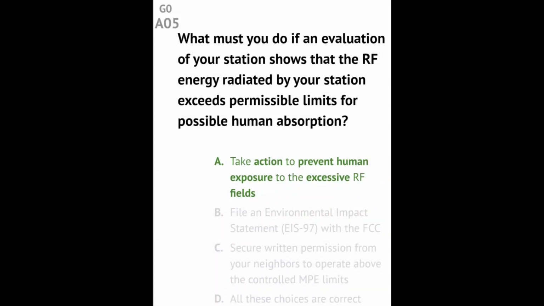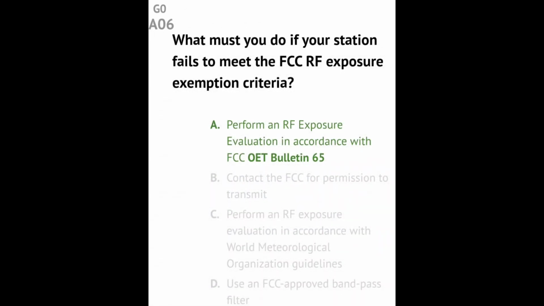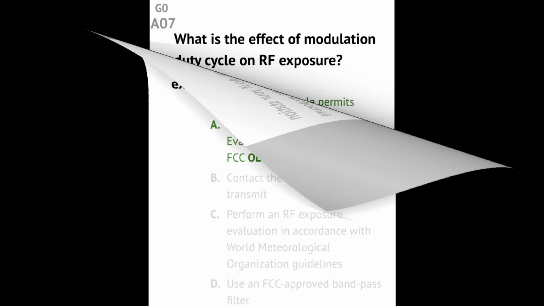Question G0A05. What must you do if an evaluation of your station shows that the RF energy radiated by your station exceeds permissible limits for possible human absorption? Answer: take action to prevent human exposure to the excessive RF fields. Question G0A06. What must you do if your station fails to meet the FCC RF exposure exemption criteria? Answer: perform an RF exposure evaluation in accordance with FCC OET Bulletin 65.